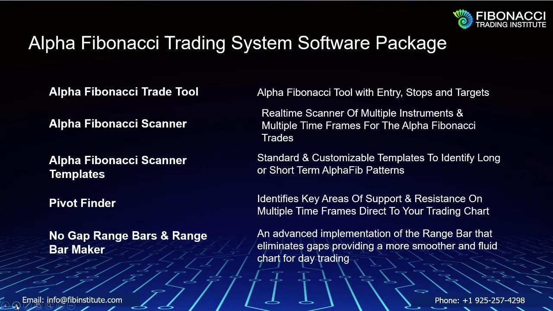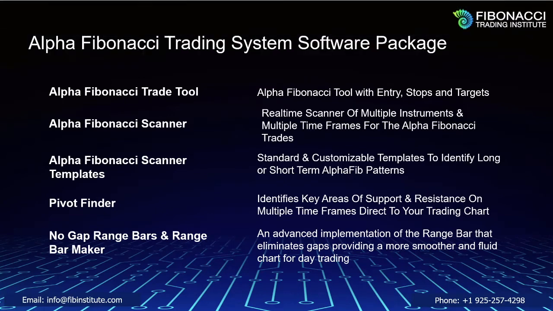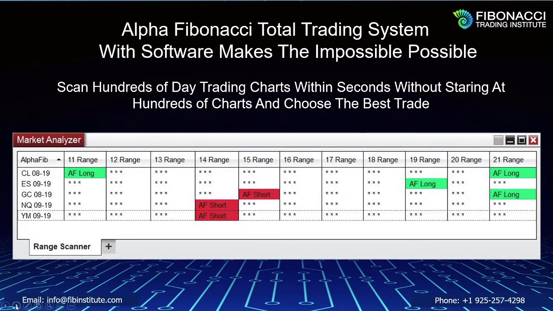The Alpha Fibonacci Trading System software package includes the Alpha Fibonacci tool with entry, stops and targets, and a real-time scanner on multiple instruments. So right now I would bring to your attention the scanner, and with a single click I can add the instrument. It's not a problem. And if I want to add 10, 15, not a problem. It is not something I would recommend you do in day trading, but can you scan multiple charts using the scanner? Of course. Single click, it's done. It scans for setups with the system. The Alpha Fibonacci scanner template, pivot finder, no gap range bars, and range bar maker are all included. And that's how the scanner looks.